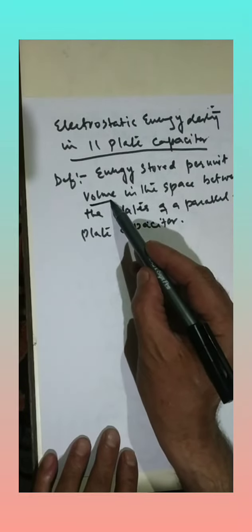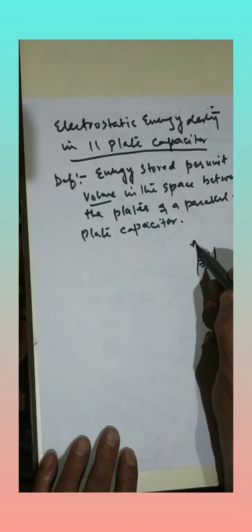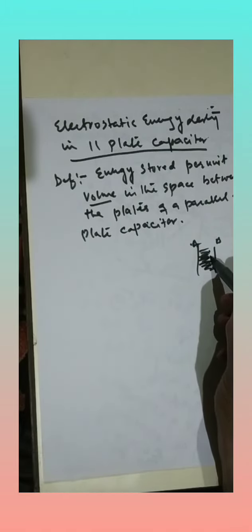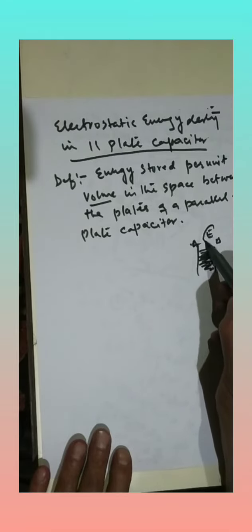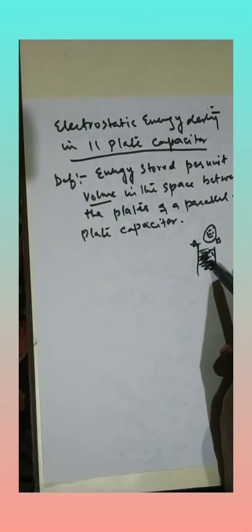So energy stored per unit volume: the volume between the plates of the capacitor, say this plate is A and this is B, the energy stored per unit volume in the space between them is called energy density. Okay. Actually, the space between them has a field. So in other words, we say that it is the energy stored in the electric field between the two plates of a parallel plate capacitor.